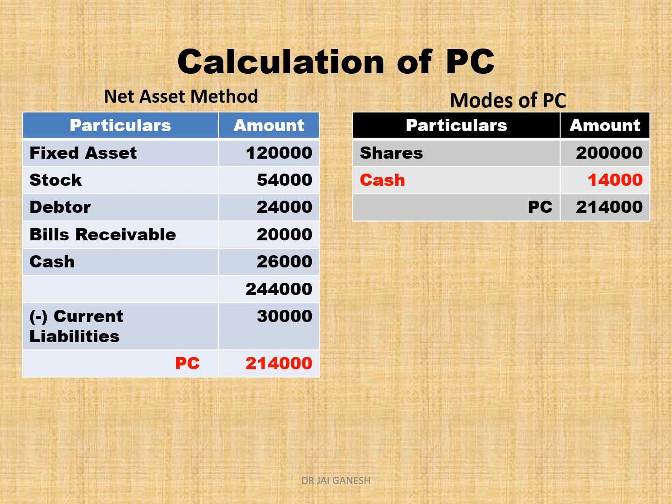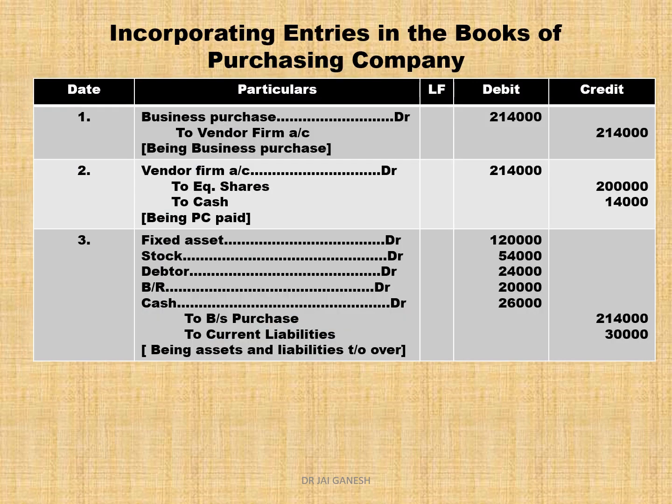But one point let me tell you, here we need to prepare the balance sheet. Balance sheet will tally under net asset method. Under payment method or lump sum method, the balance sheet won't tally. The difference figure we treat as capital reserve or goodwill. Here it is not like that. How to pass incorporating entries?